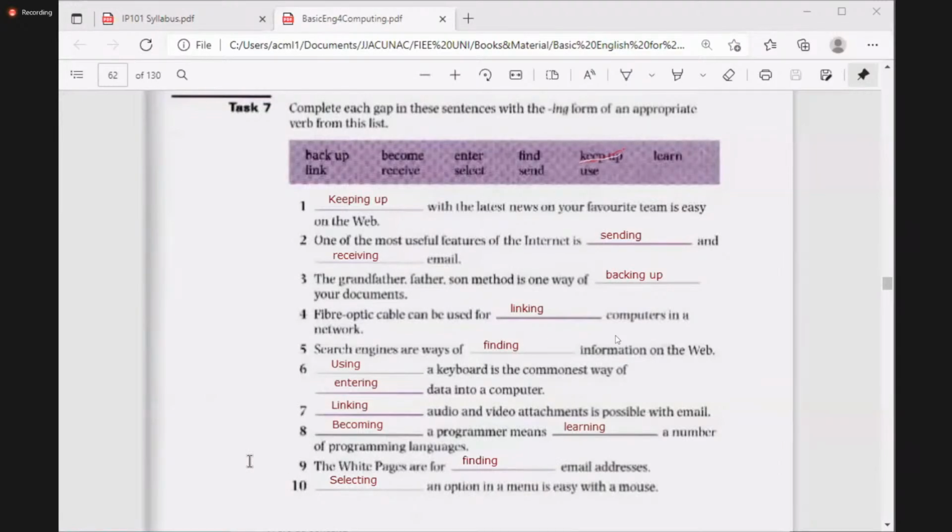And there you are, all these verbs are connected to the context itself, but in the ing form. Why? Because in all the cases, we refer to the activity of doing that. So you say keeping up, sending emails, receiving emails, backing up your documents, linking computers, finding information, using a keyboard, entering data, linking audio and video attachments, becoming a programmer, learning a number of programming languages, finding email addresses or information, selecting an option. In all the cases, we made reference to the activity. And this is the end, I think, of this topic here.